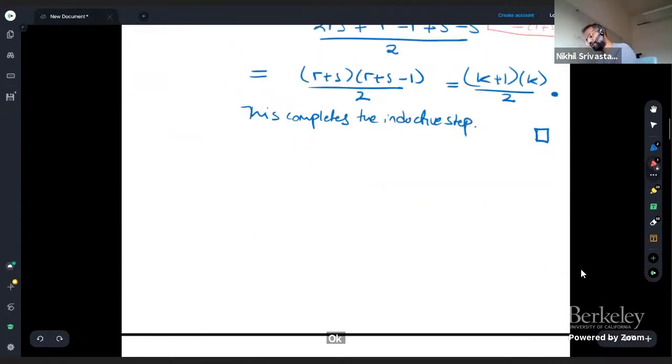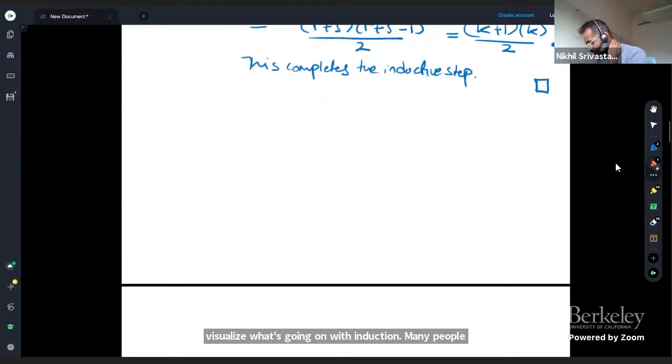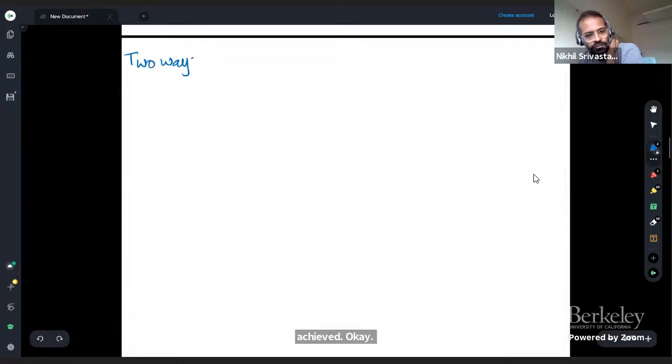So now I want to make some remarks about how to visualize what's going on with induction. Many people have been wondering about this in office hours. So let me mention 2 different ways of visualizing what induction is achieving. Okay. So 2 ways of thinking about induction.